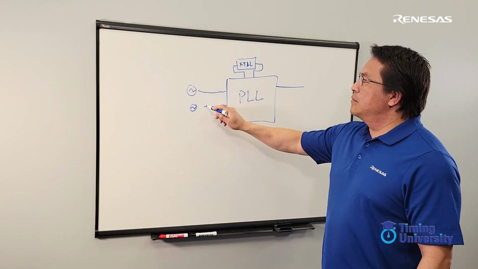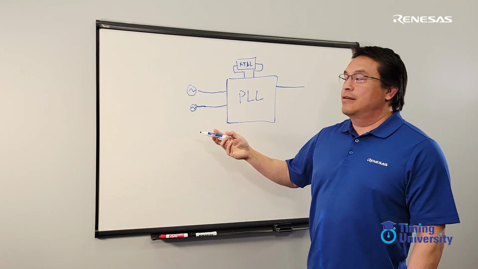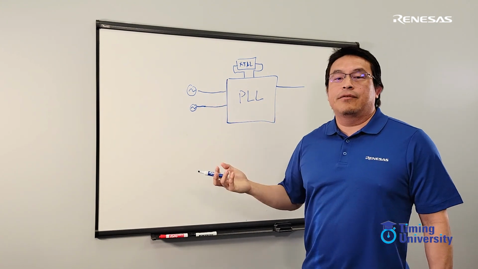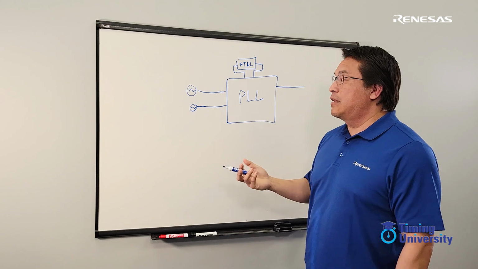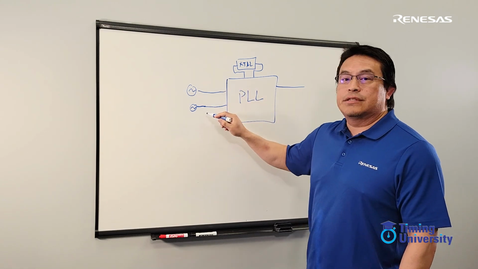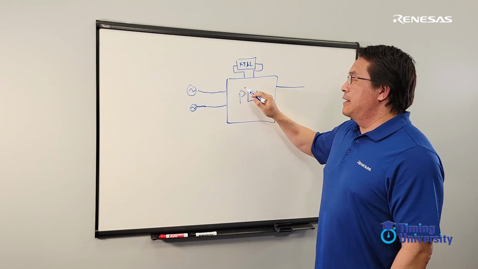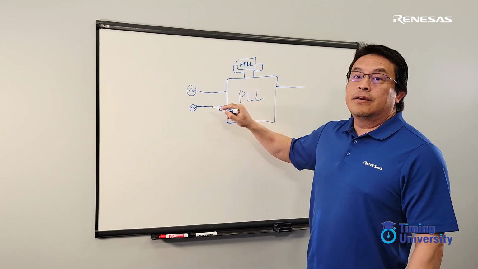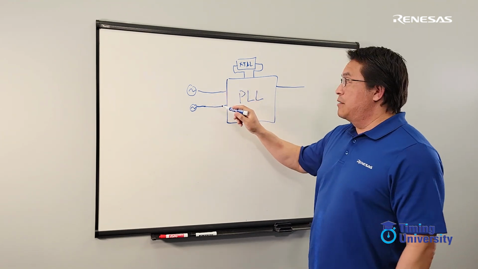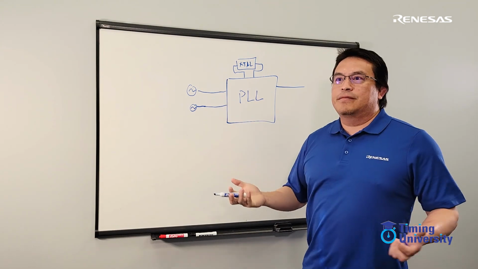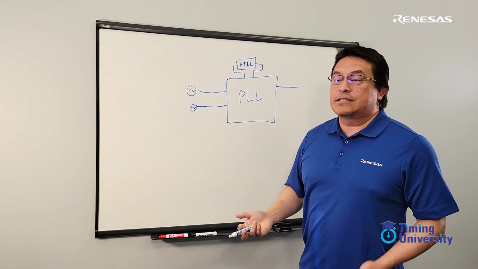Having the second clock, if the first clock goes away and we have a way to measure that loss, we can then manually switch to the second clock. That's called manual switching. We can go into the PLL and say manually switch to the second clock. If the first clock happens to come back, then we can manually switch back. But that takes too long. It's very disruptive to the system.